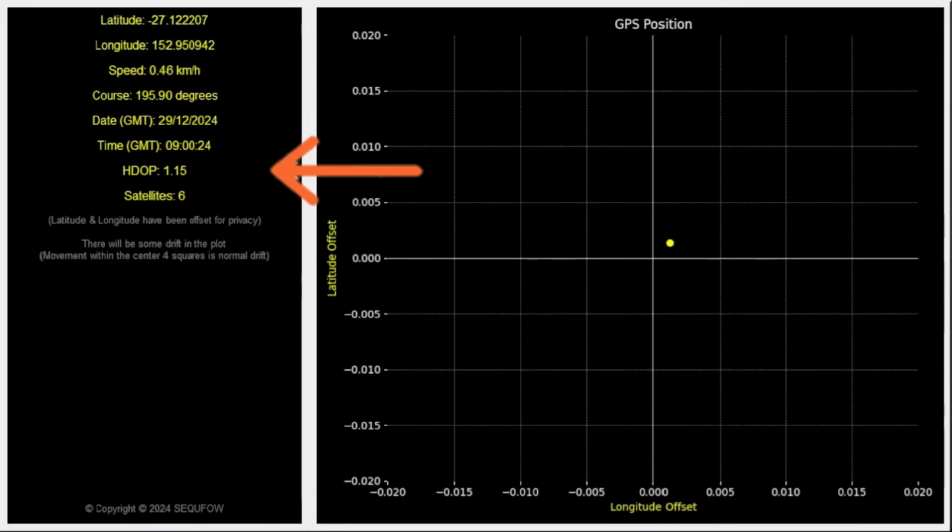HDOP stands for Horizontal Dilution of Precision. Values less than 2 means excellent accuracy. Less than 1 is best accuracy. This shows the number of satellites that the sensor is connected to.